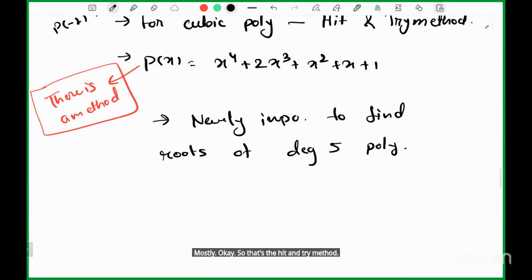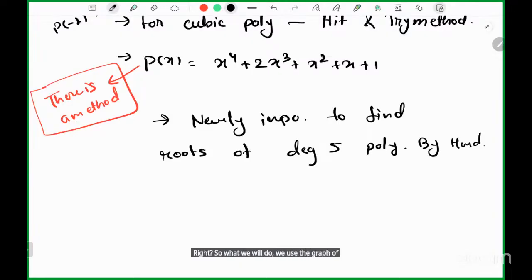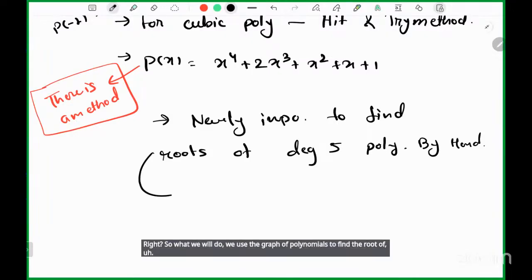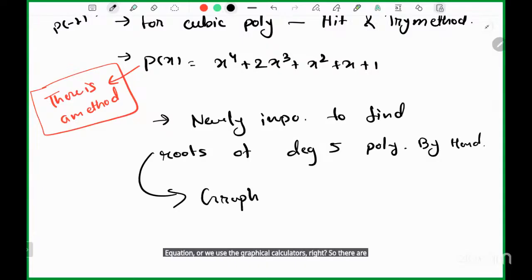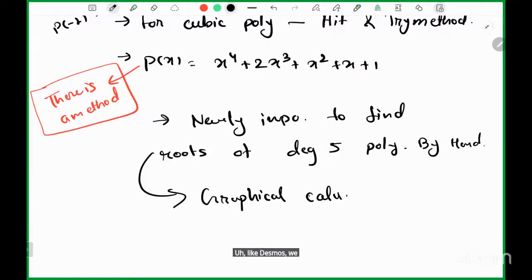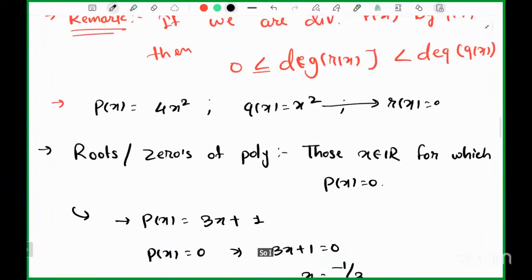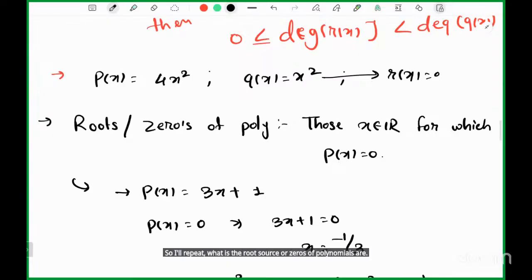So I was saying that it's actually nearly impossible to find the root of a polynomial of degree 5 by hand or by arithmetic. So what we will do, we use the graph of polynomials to find the root of an equation, or we use graphical calculators. There are many graphical calculators like Desmos, we have GeoGebra. Those graphical calculators will help us to find the roots of much higher degree polynomials. Okay, so this is the general thing about finding roots of polynomials. So I'll repeat what the roots or zeros of polynomials are: those values of x where p of x is vanishing, or p of x is becoming 0.